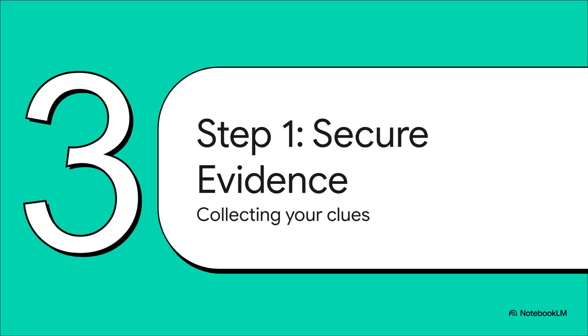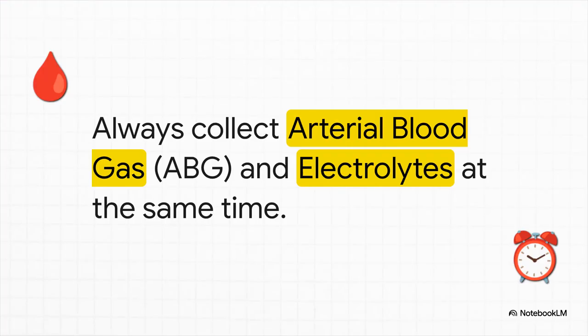You know, every solid case starts with solid evidence. And in our world, that means getting the right samples the right way. And there is one golden rule here that you absolutely positively cannot break. Here it is, the big one. You must draw the blood for the arterial blood gas and the electrolyte panel at the same time. I don't mean 5 minutes apart, I mean simultaneously.